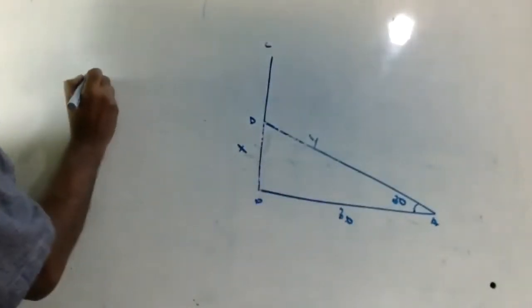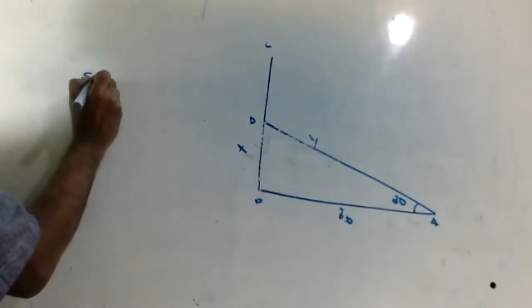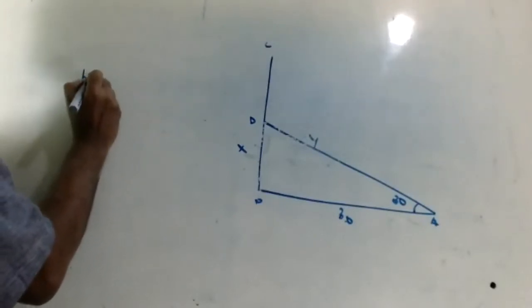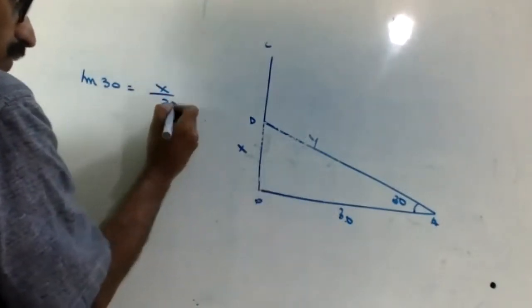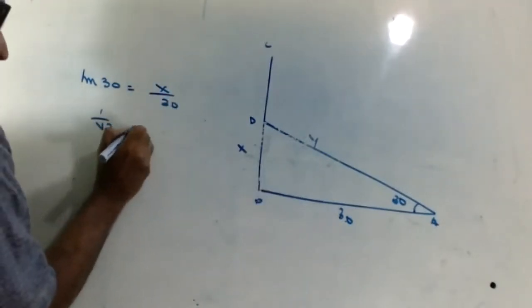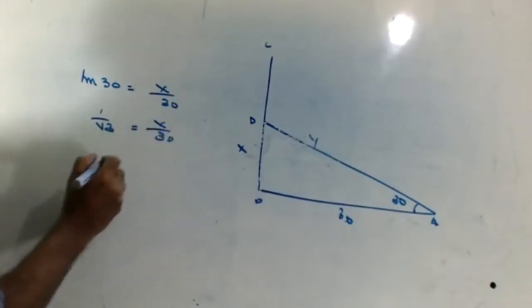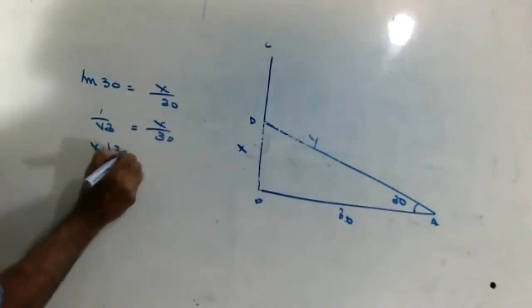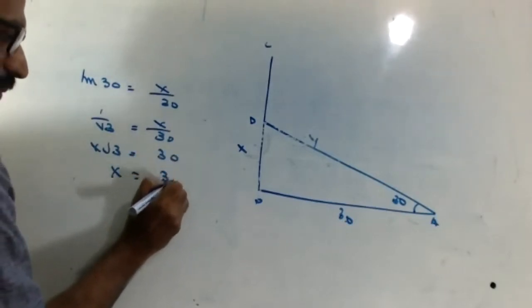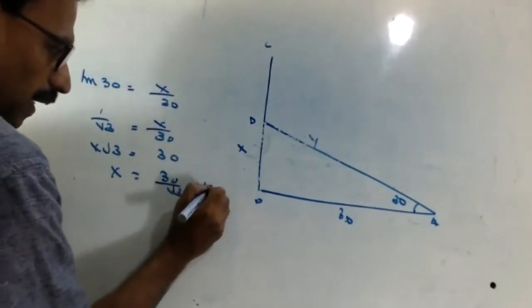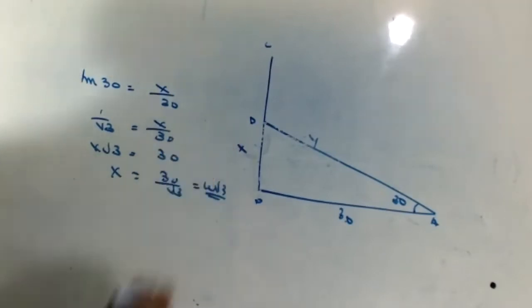Tan 30, look, tan 30 equals X divided by 30. So 1 by root 3 equal to X by 30. X root 3 equal to 30. X equal to 30 by root 3. That is 10 root 3. This is 10 root 3.